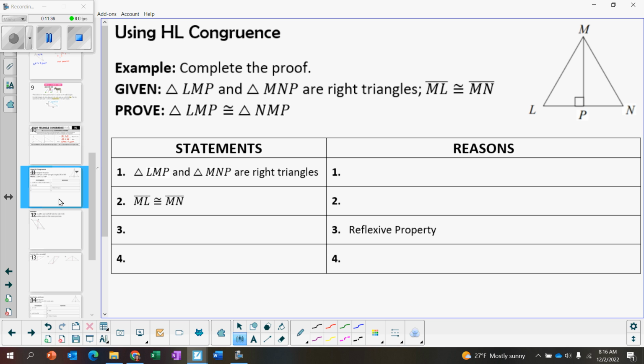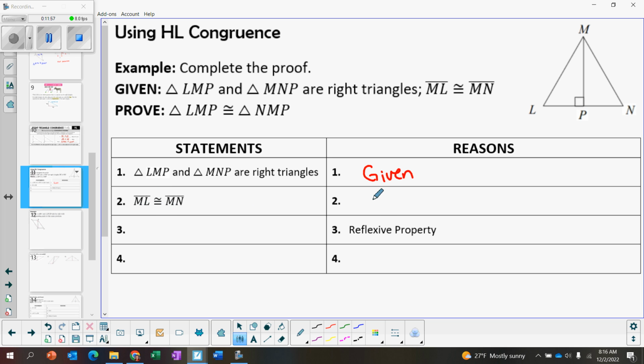So if I'm going to use HL in a proof, since it only works in right triangles, I have to state that they are right triangles if I plan to use it. So if I'm given right triangles, I know I can now use HL.